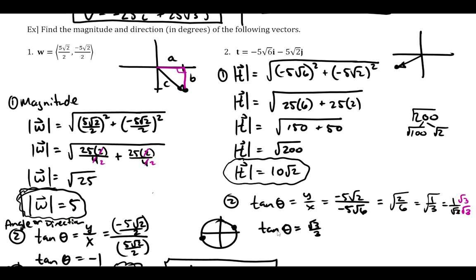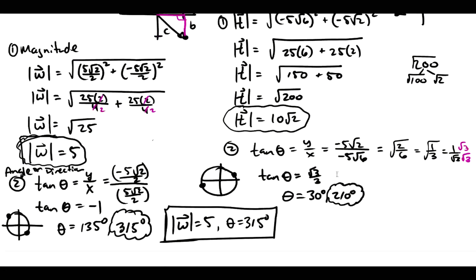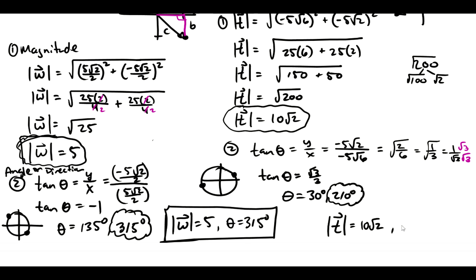I want it in degrees again. It is where I would have 30 degrees or 210 degrees. All right, so those are the two angles, but again, I want to choose the correct one. Based on my initial picture, I would want the 210 because it looks like I'm in quadrant 3. All right, so now we've got it. So our magnitude of t is 10 radical 2, and our direction is 210 degrees.